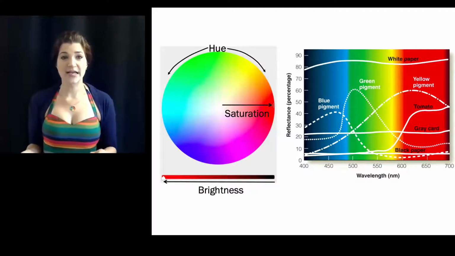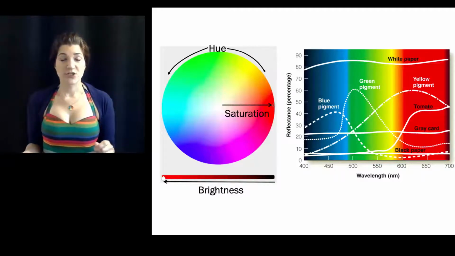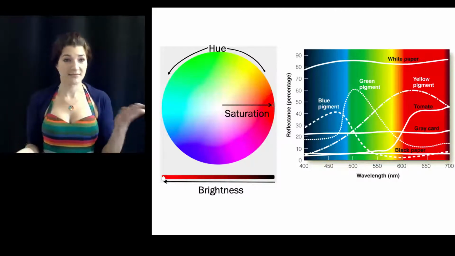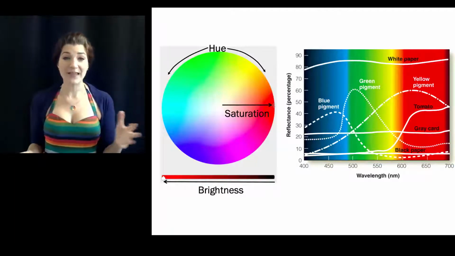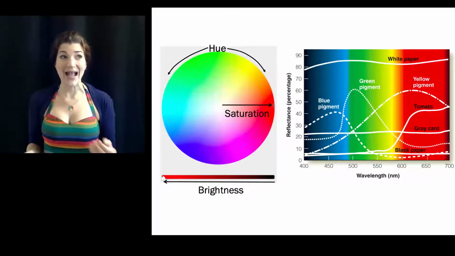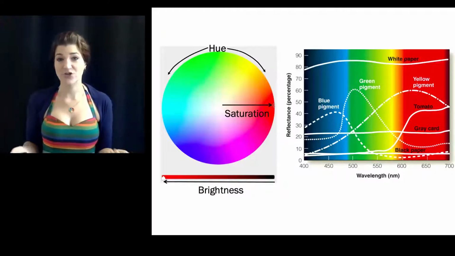Hue is what changes as you move around the outside of the circle. Saturation is what changes as you go from the inside to the outside. And brightness is what changes as you go from black to bright red in this case. So you can create any color simply by moving these three dials around. Any color that you see, we can represent just using hue, saturation, and brightness.